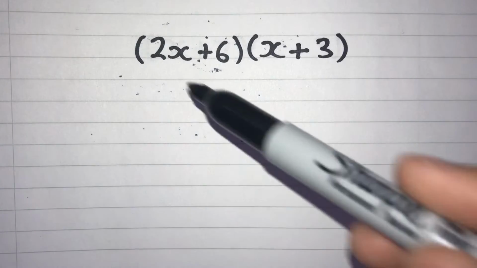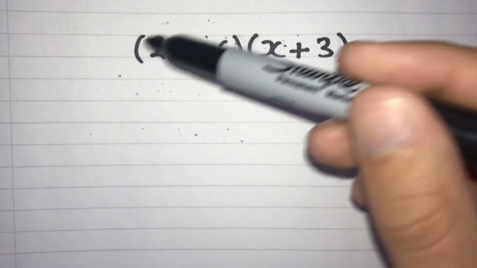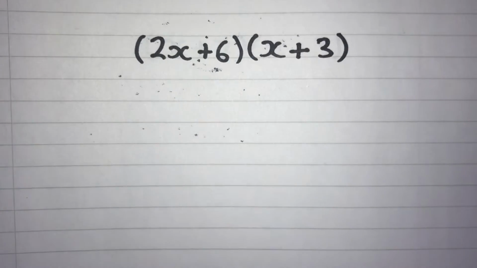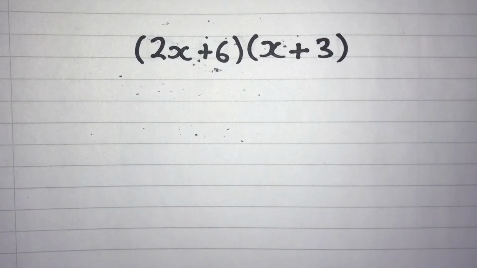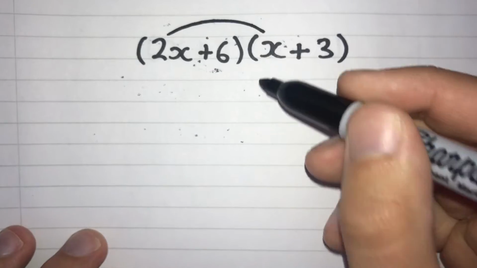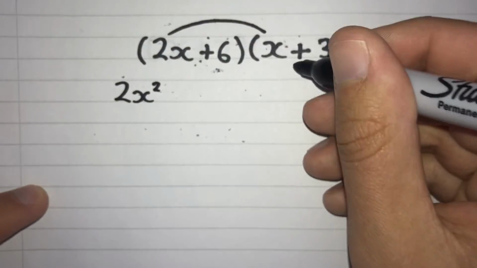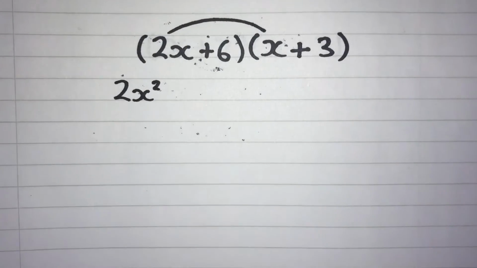Okay, this example, we have 2x plus 6, x plus 3. And you notice in this one, we haven't just got an x here. For this first bracket, we've got a 2x, and we'll see how that affects things. So we start off with our firsts. And that's going to be 2x multiplied by x. And that's going to give us 2x squared. So we've still got that x times x, and we've got a 2 at the front as well, so 2x squared.